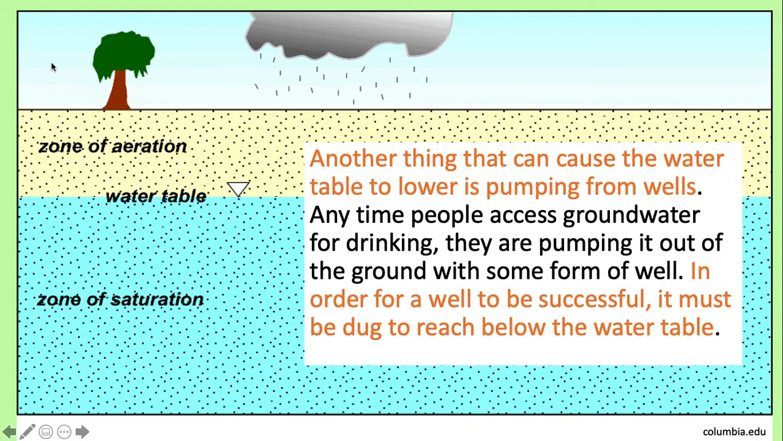Another thing that can cause the water table to lower is pumping from wells. Anytime people access groundwater for drinking, they are pumping it from the ground in some form of well. In order for a well to be successful, it must be dug deep enough to reach below the water table.